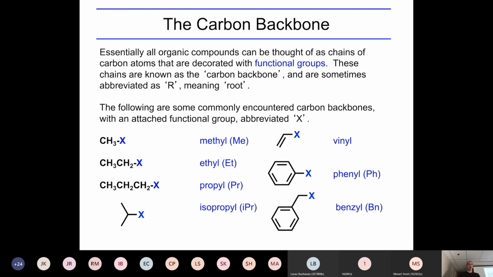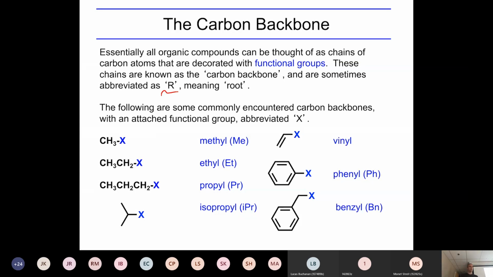Typically, in molecules, carbon-carbon single bonds are very strong, very difficult to break, and fairly challenging to make as well. And so a lot of the chemistry we're going to be learning this semester is modifying those decorations, those side chains, those functional groups that may be on our molecules. Sometimes we abbreviate them as R, meaning the root of the molecule.